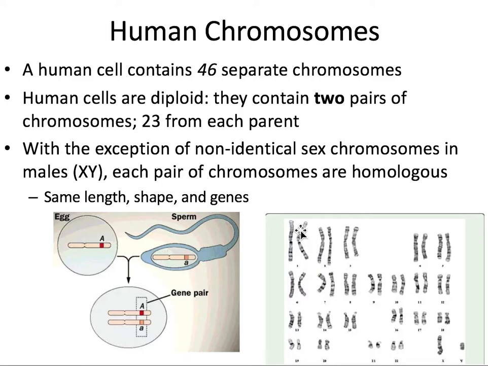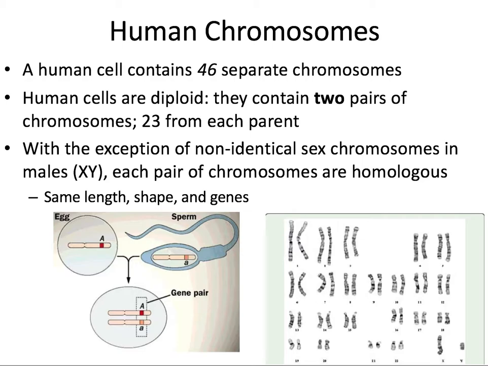So those are homologous pairs. And all of our chromosomes are in homologous pairs with one exception, and that is in males. Males have sex chromosomes of X and Y. And those are not homologous. You can see they're not the same size. They don't have the same genes. But the rest of them are all homologous pairs.